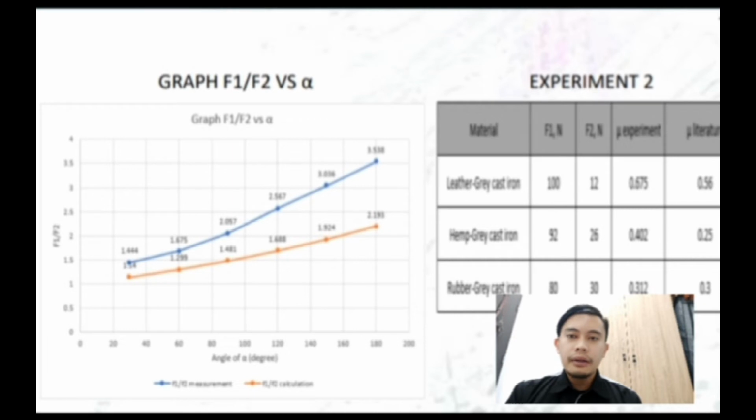Today I will continue to explain experiment 1. For the experiment 1 graph, we can see that F1 over F2 is directly proportional to the angle alpha, both for the F1 over F2 measurement and the F1 over F2 calculation.